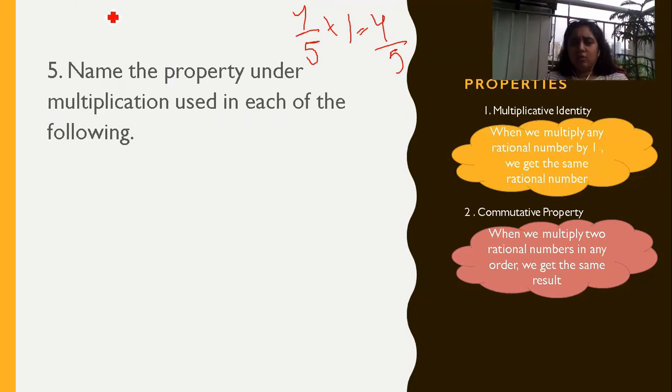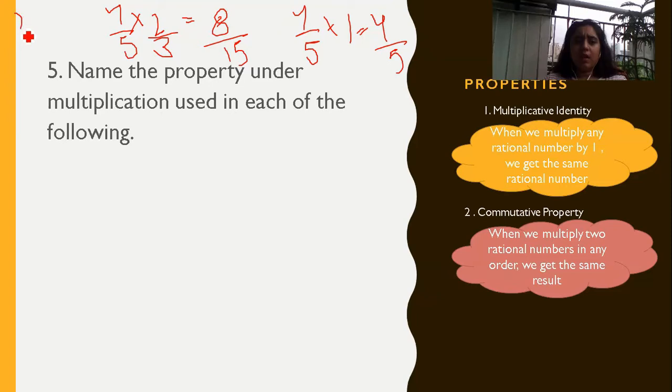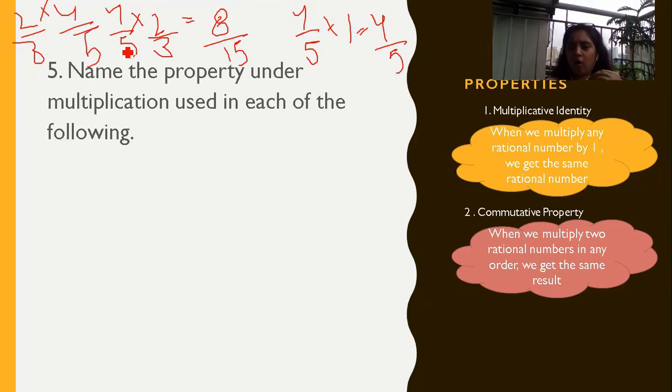Suppose I will tell you an example. If I multiply 4 upon 5 into 2 by 3, whatever the answer I will get, suppose I get 4 into 2, 8, and 5 threes are 15. I will get the answer 8 upon 15. And if I multiply 2 upon 3 into 4 by 5, I will get the same answer, that is 8 upon 15. It means the order of the rational numbers does not matter in multiplication. Whatever the order is, you will get the same result. That is the commutative property.